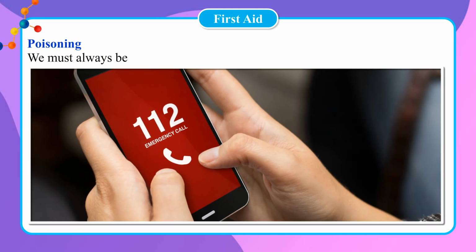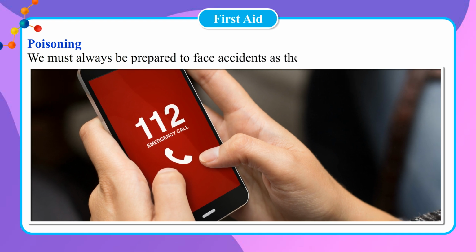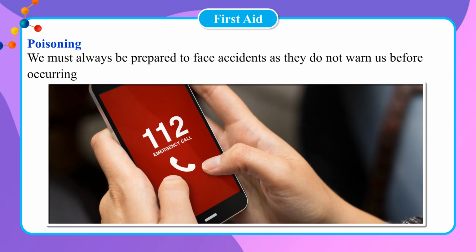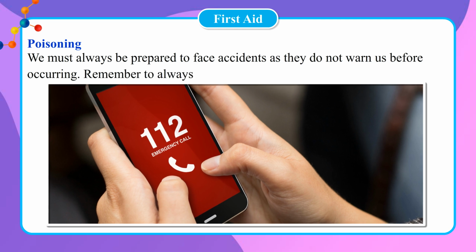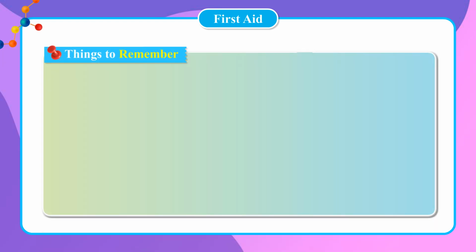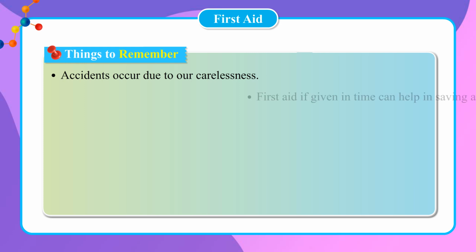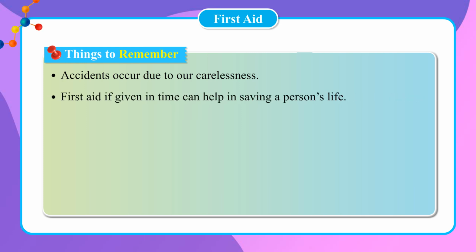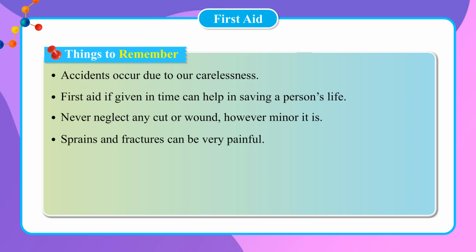We must always be prepared to face accidents as they do not warn us before occurring. Remember to always keep important telephone numbers with you for any emergency. Things to remember. Accidents occur due to our carelessness. First aid, if given in time, can help in saving a person's life. Never neglect any cut or wound, however minor it is. Sprains and fractures can be very painful.